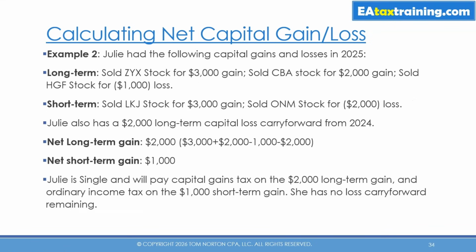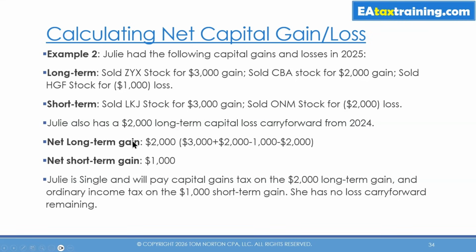Example 2. Julie had the following capital gains and losses in 2025. Long term, she sold some stock for a $3,000 gain, sold a different stock for a $2,000 gain, and sold a third stock for a $1,000 loss. Short term, she sold a stock for a $3,000 gain and another stock for a $2,000 loss. She also has a $2,000 long-term capital loss carry forward from last year, from 2024.